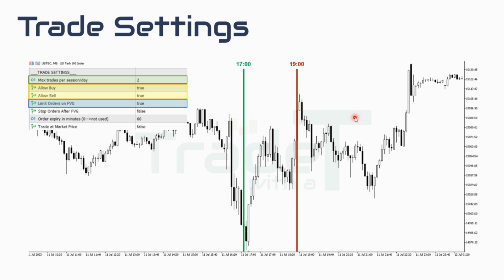I can enable limit orders, which is the normal way to trade fair value gap. So whenever you have a fair value gap, you will have a buy limit just on top.